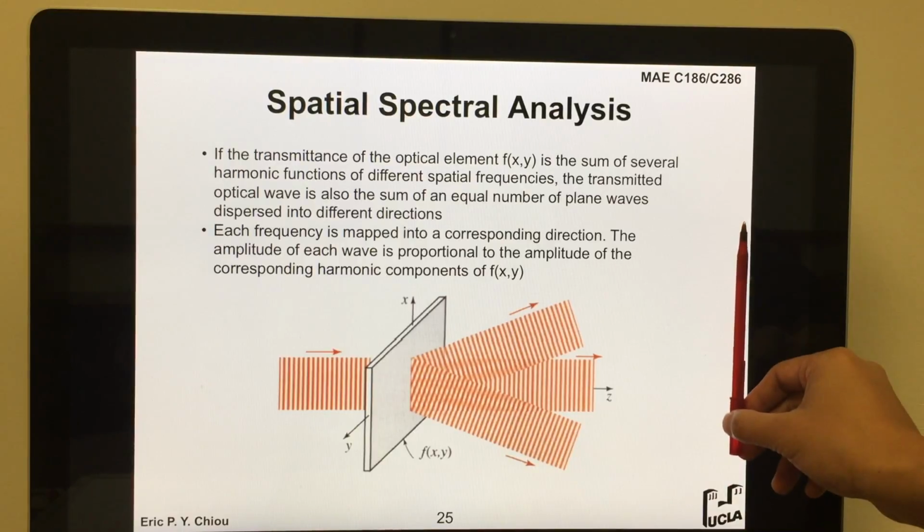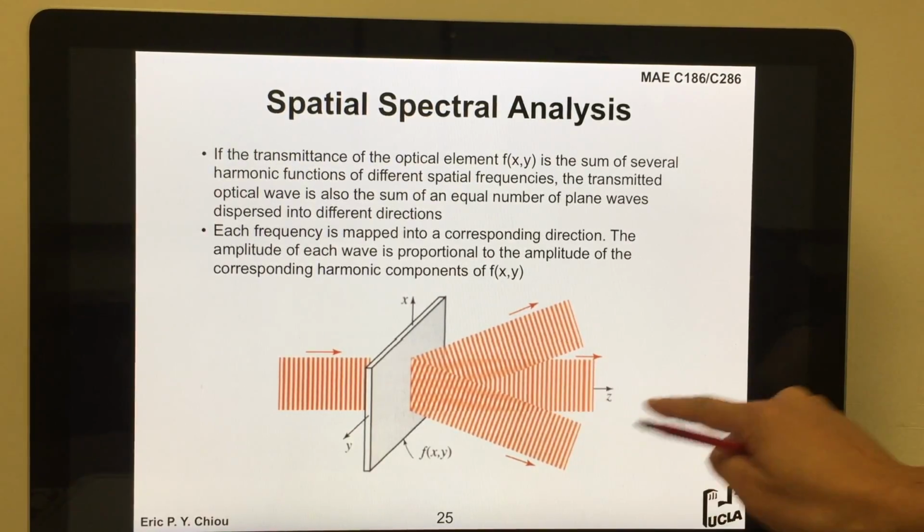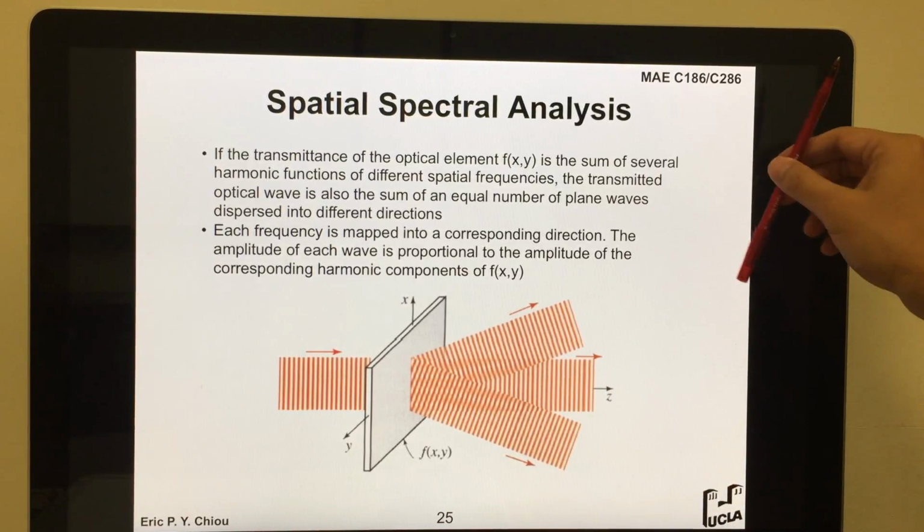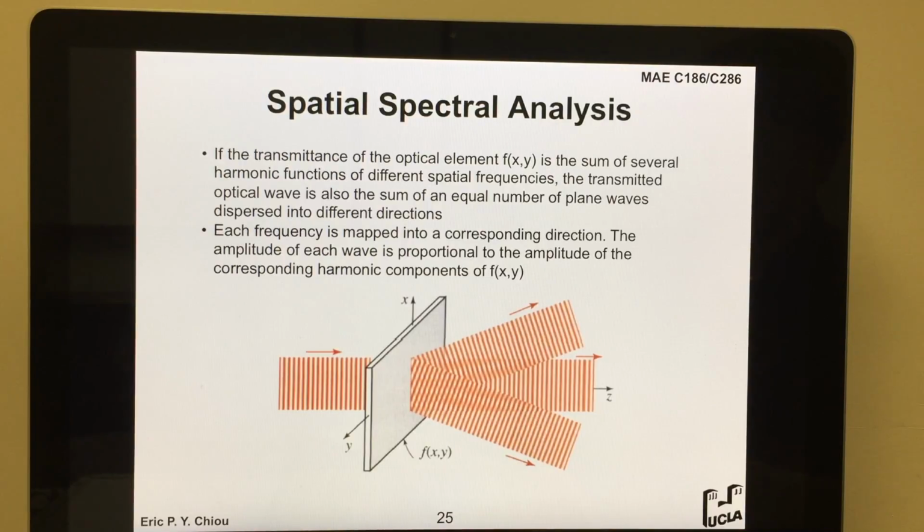There's a Fraunhofer diffraction pattern, and different plane waves, depending on the amplitude you have, will show you the intensity pretty far away. So that's the Fraunhofer diffraction pattern.